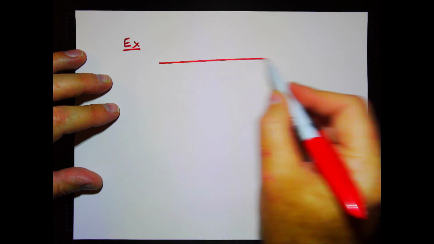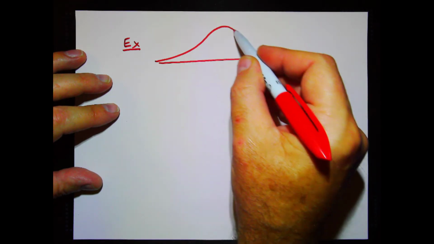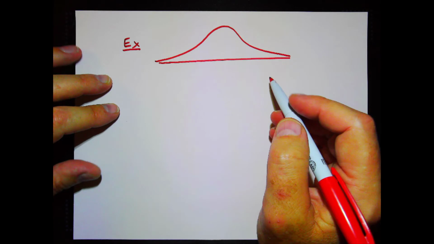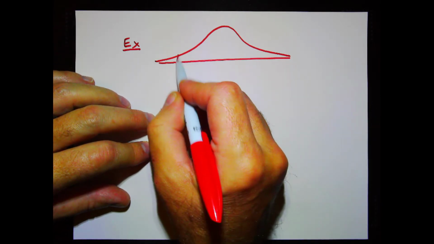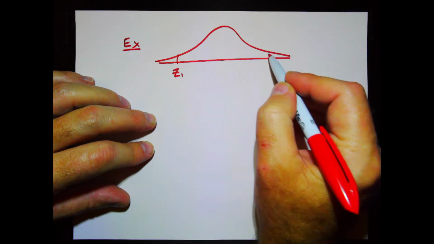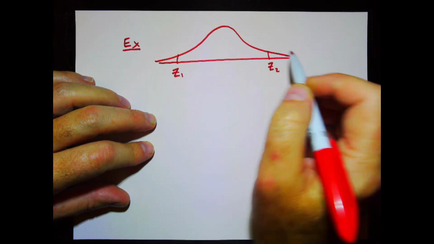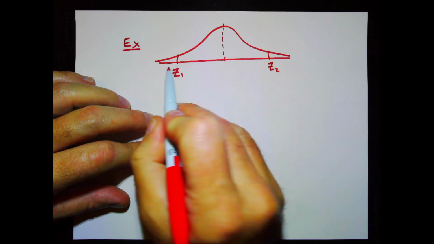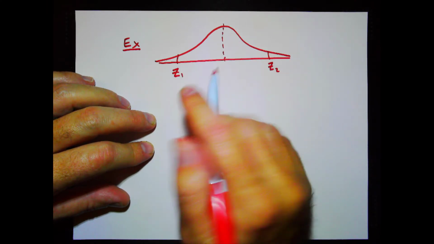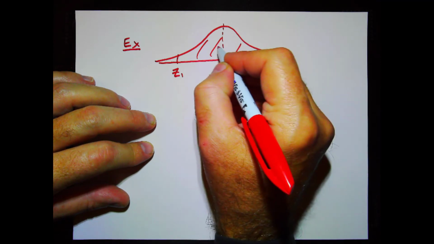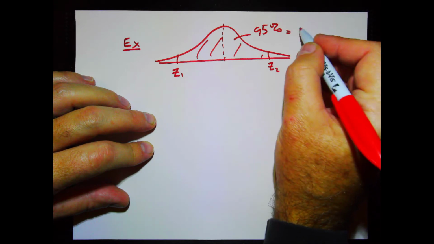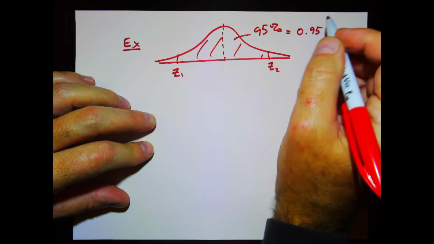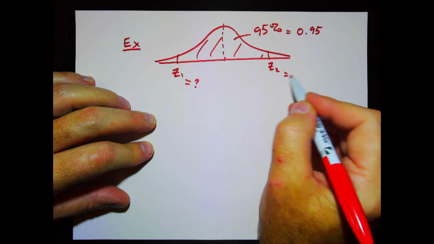Next, I want to kind of reverse the process. The normal curve looks something like this. Let's suppose that we're dealing with a standard normal curve. I want to know where to put this mark, Z1, and where to put this mark, Z2, equally spaced on each side of the mean, so that the area that's captured is 95%, or 0.95. Where are these Z values?